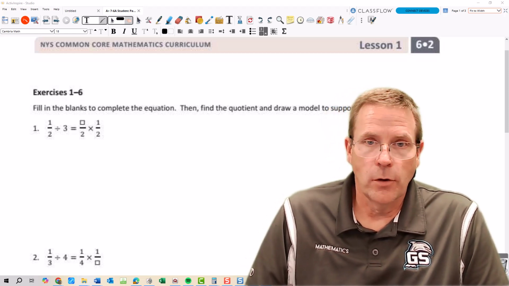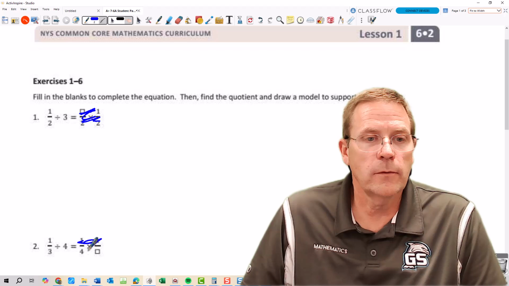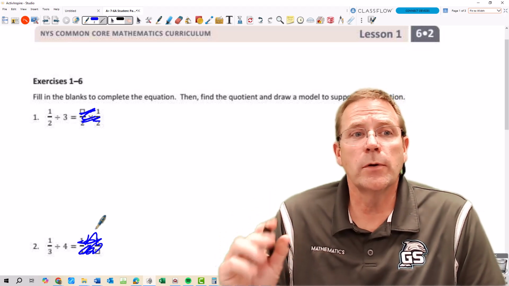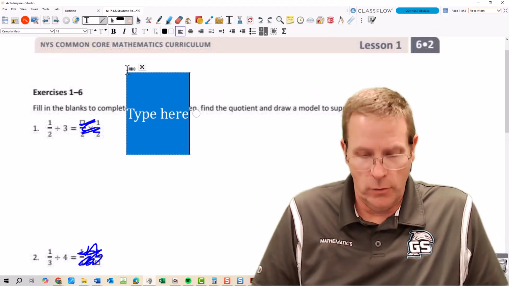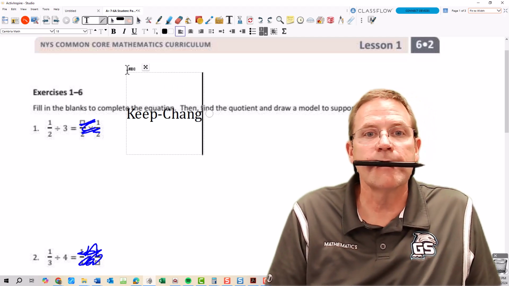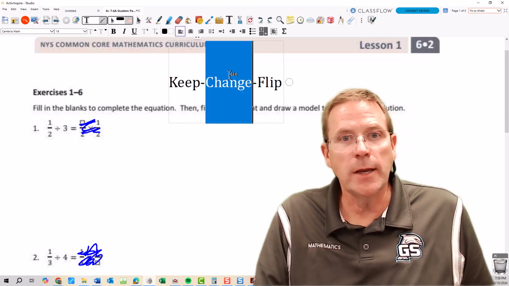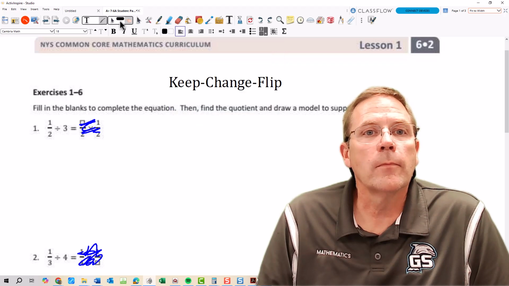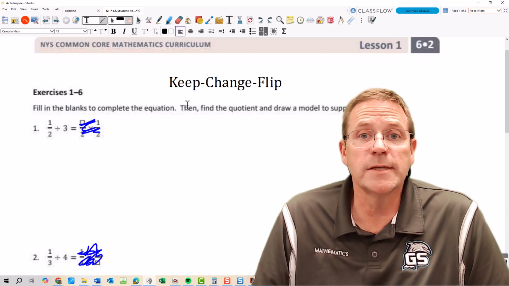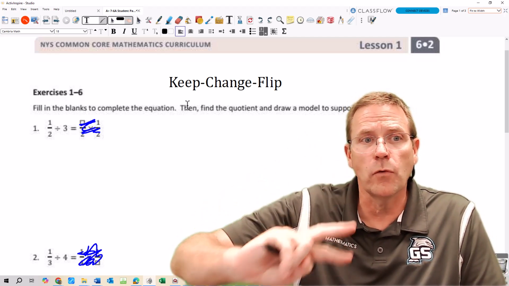First thing we're going to do on our notes is cross out some stuff, because, whoa, I don't know what happened there, but this stuff here and this stuff here we're going to get rid of because I don't have a clue what they were trying to do there. We're instead going to do it our own way. And we're going to use something that is referred to as keep, change, flip, where we're going to be keeping the first number, changing the sign to multiplication, and then flipping or taking the reciprocal of the second number. Now, reciprocal is a true mathematical term that we use. It means to take the inverse or to flip the number.